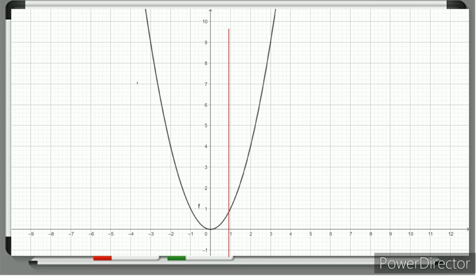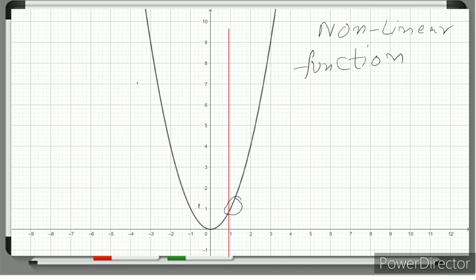Now boys, see, I have drawn the line. Since this line cuts the graph at one point, I can say that it is a function. Of course it is a function. And it is not a straight line, therefore I can call it a non-linear function. One more thing, boys.